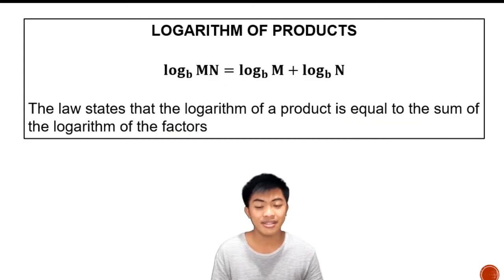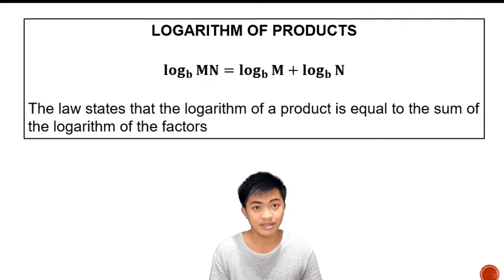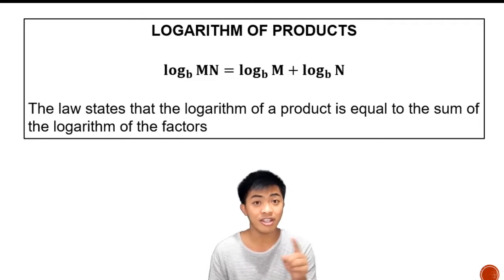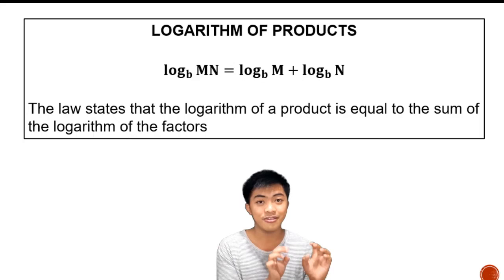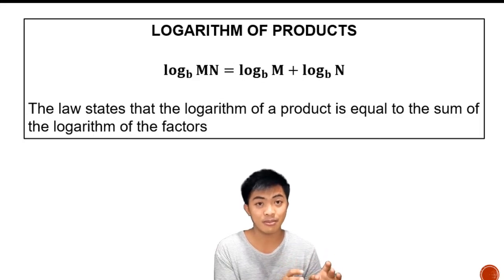Logarithm of products. This law states that the logarithm of a product is equal to the sum of the logarithms of the factors. Well, it's saying that if we are given an argument and the argument can be factored, we can rewrite it into a sum of simpler logarithmic expressions.